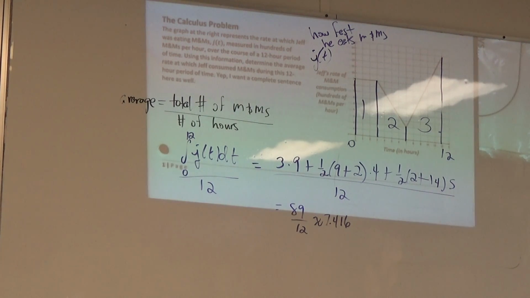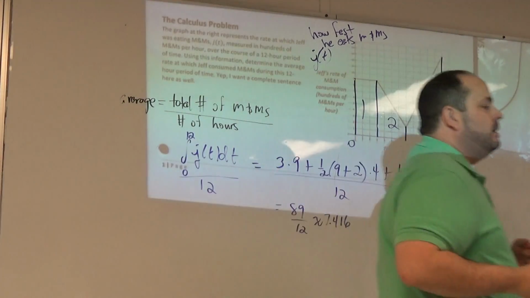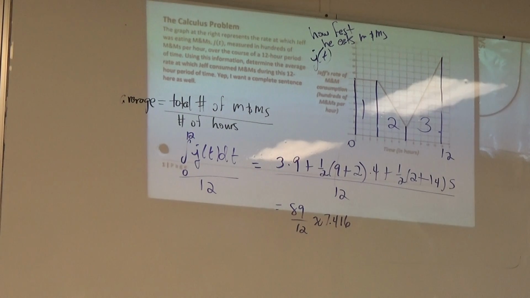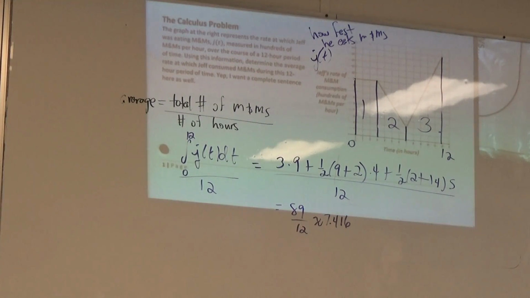I want the perfect answer. I want the sentence. Go get me the sentence. Oh, so close, but no. So like 8 M&Ms? No, don't round. Oh, okay. Don't round. There is such a thing as a decimal part.